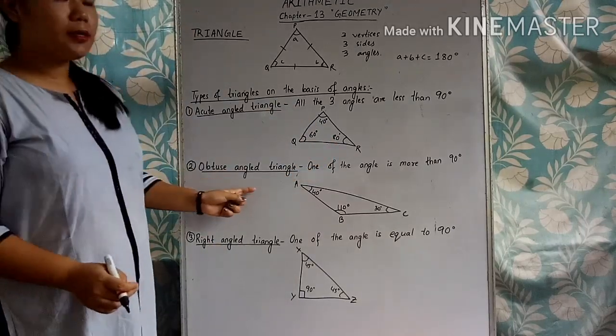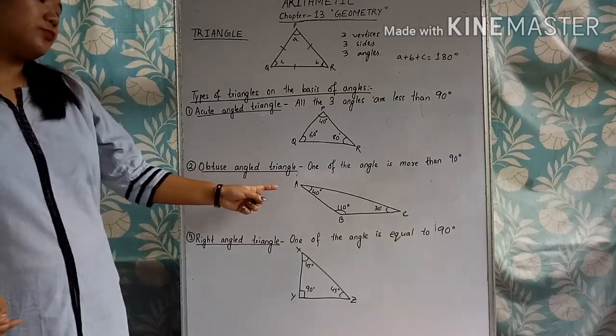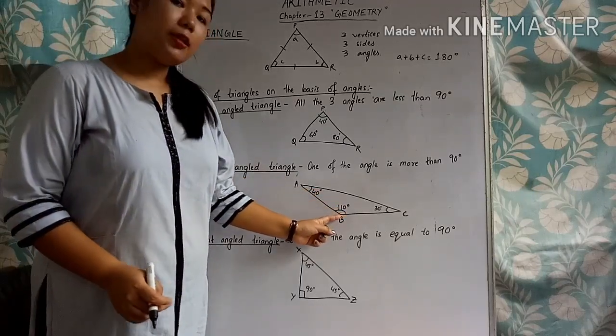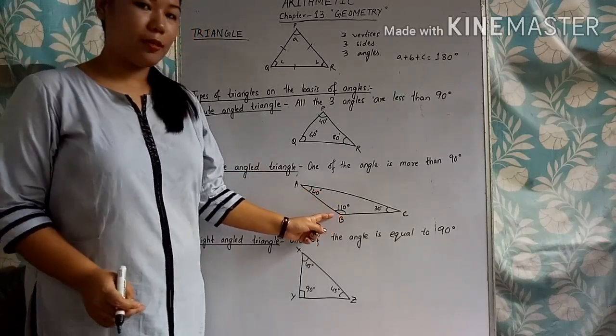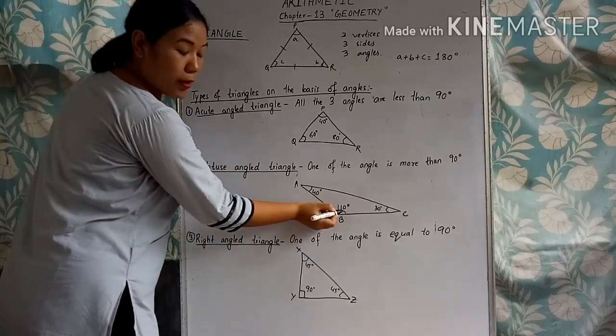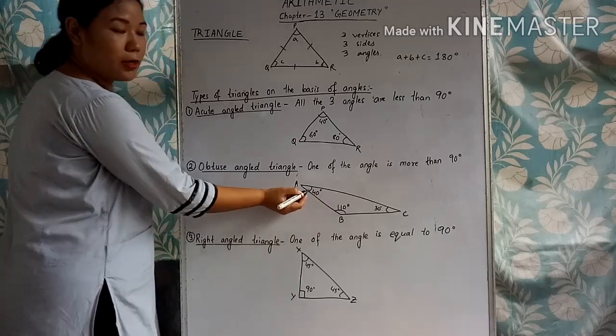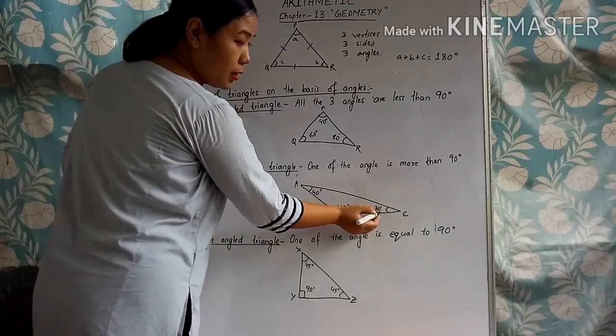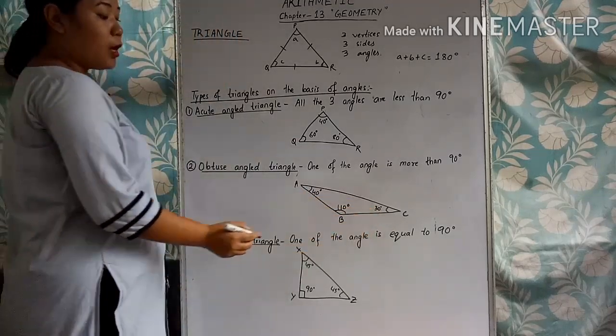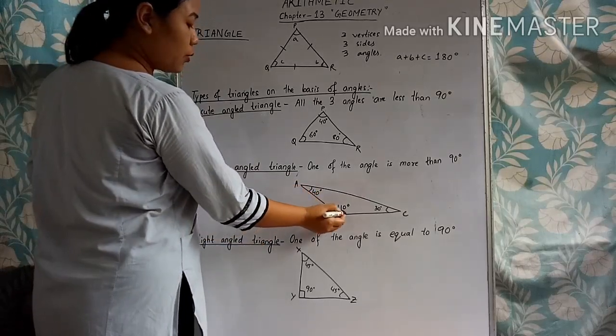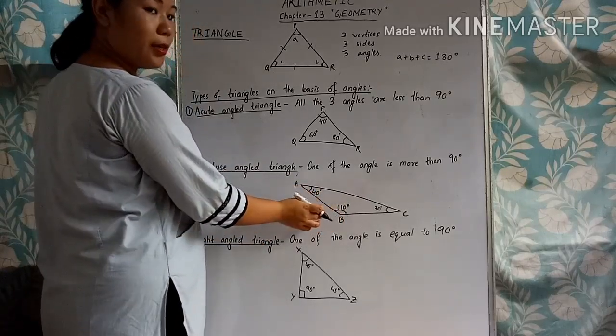Next, obtuse angle triangle. Now in an obtuse angle triangle, one of the angles is more than 90 degrees. So only one will be more than 90 degrees. You can see here 110, then here 40, here 30 degrees. So in obtuse angle, one of the angles is more than 90 degrees.